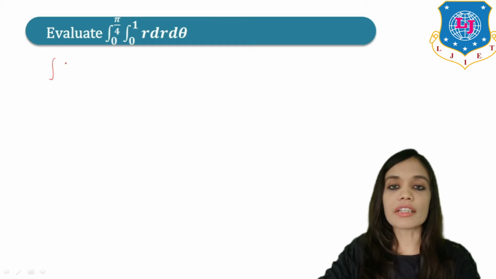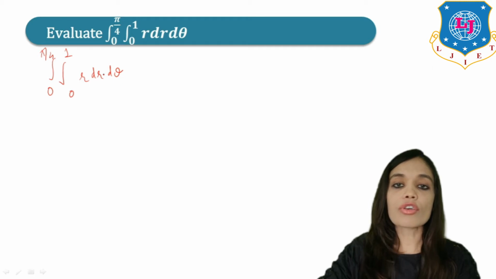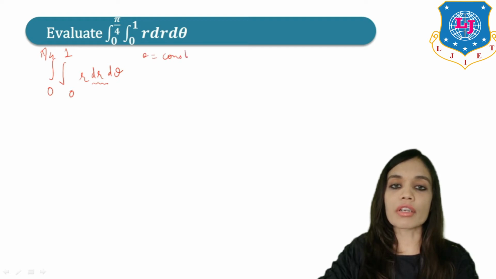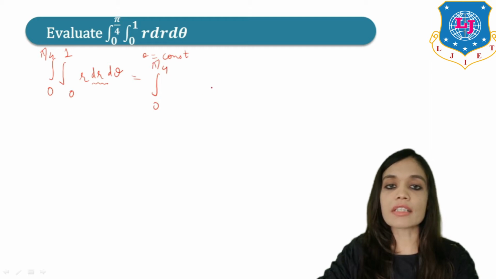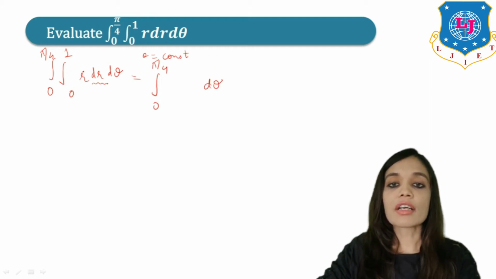Firstly let us write our question, that is, double integration from 0 to pi by 4, 0 to 1 r dr d theta, right? Firstly we have to evaluate with respect to r keeping theta as constant. So this will give us 0 to pi by 4 as it is, d theta as it is. Now integration of r with respect to r will be what? r square by 2. Write your limits, they are 0 to 1.